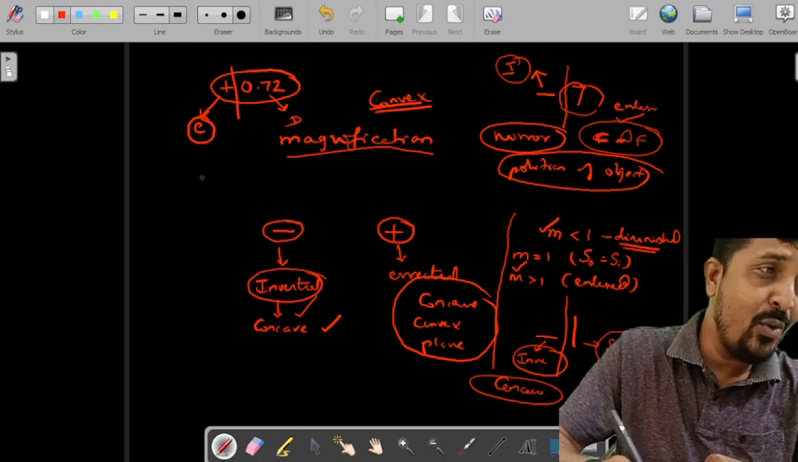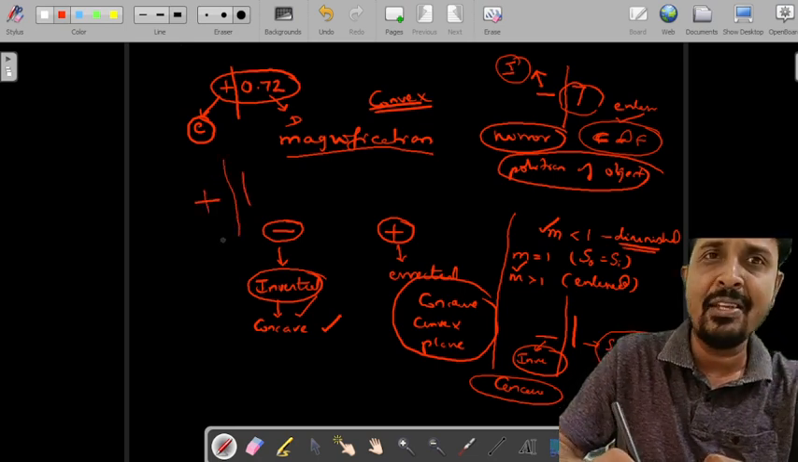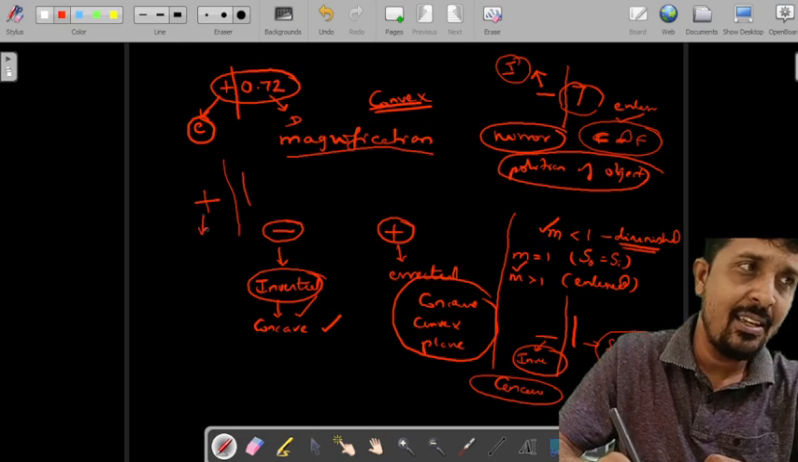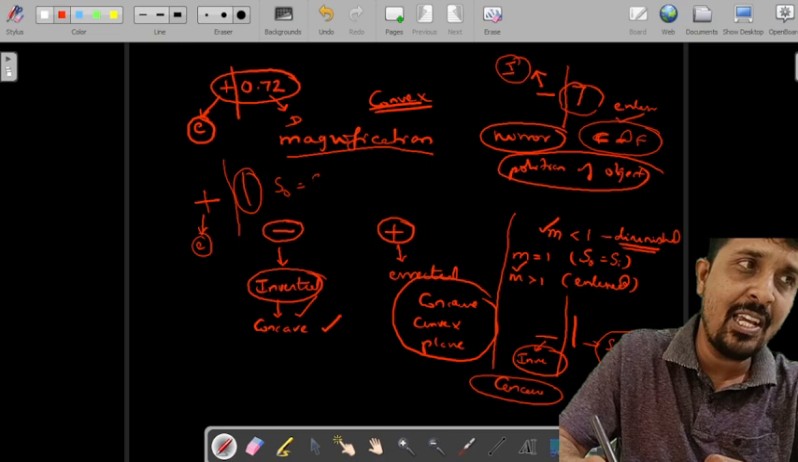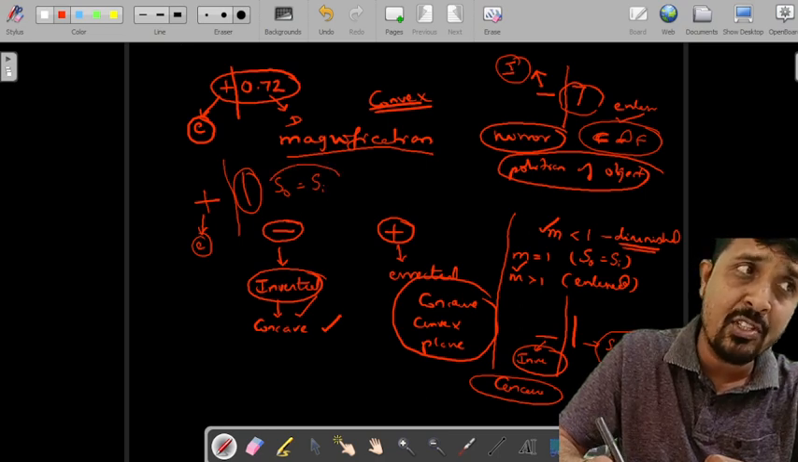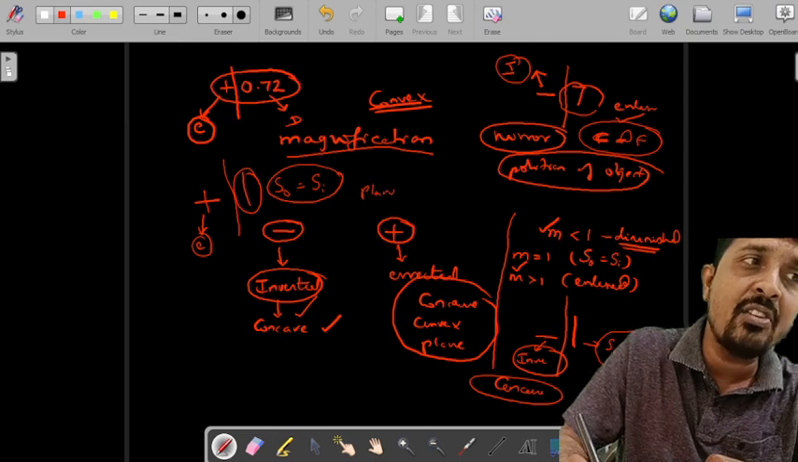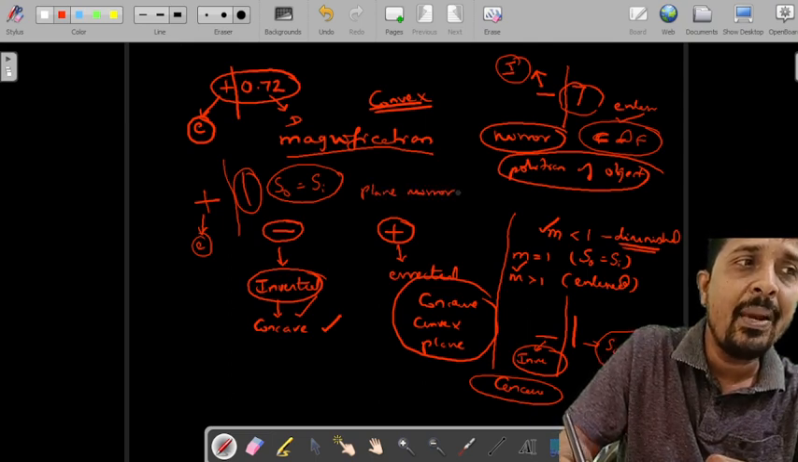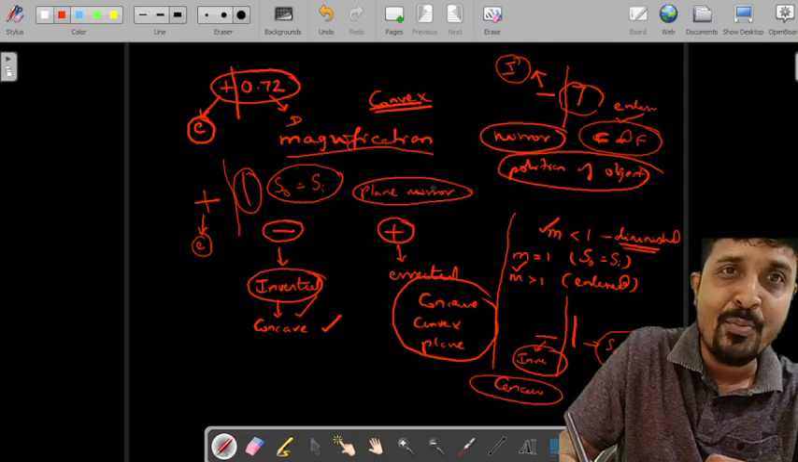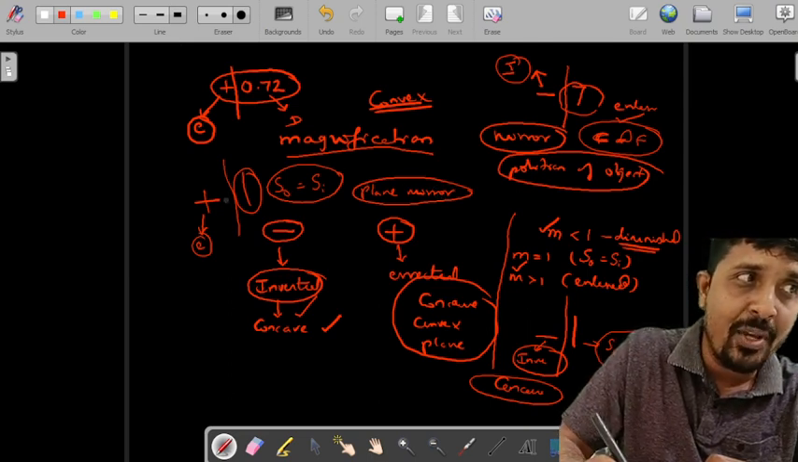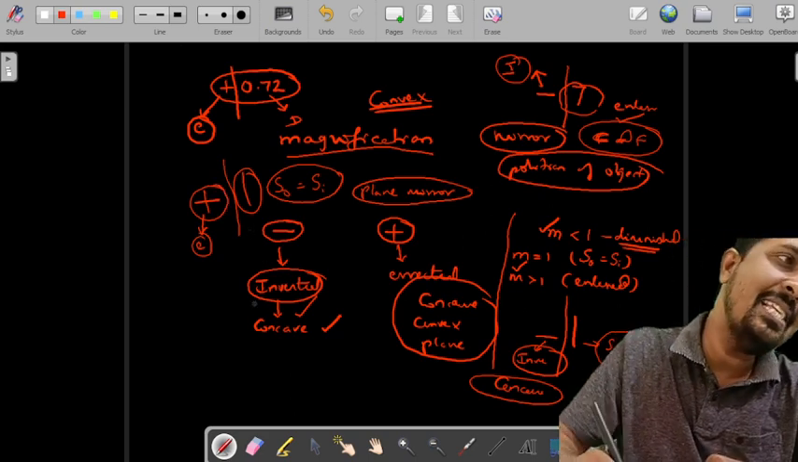Now, can you guess what type of mirror it is if the magnification value is +1? It is erect. 1 means the size of the object is equal to the size of the image. But don't be confused. Size of the object equal to size of the image is also a condition for the plane mirror. In the case of a plane mirror, you are going to find this. It cannot be concave because here the symbol is not minus, the symbol is plus. So we can easily write the answer.